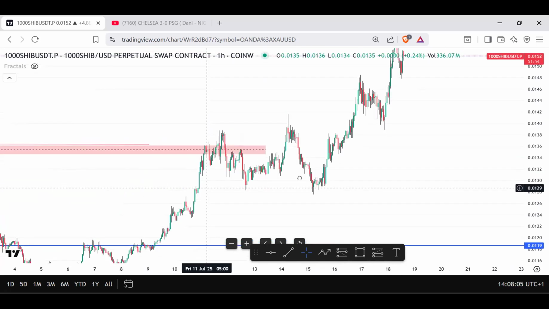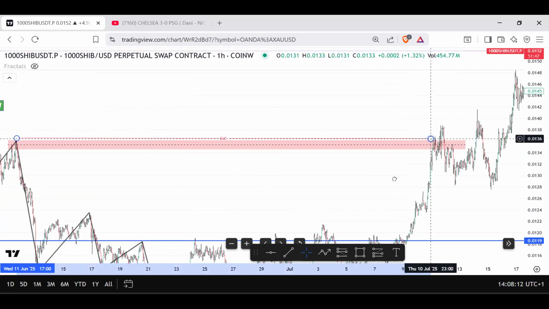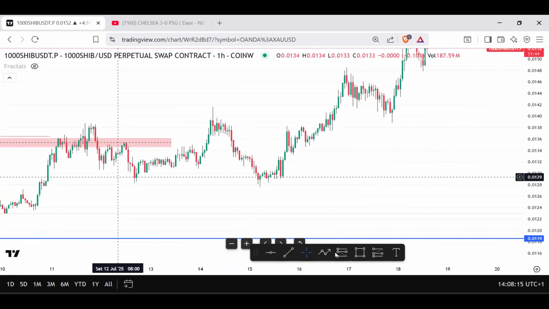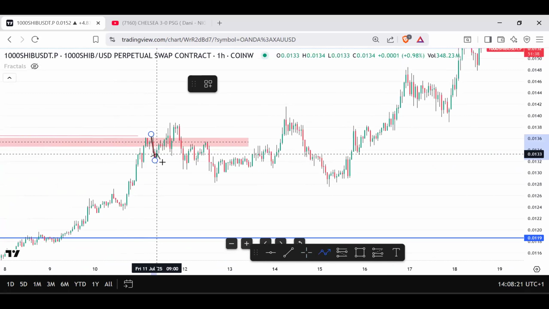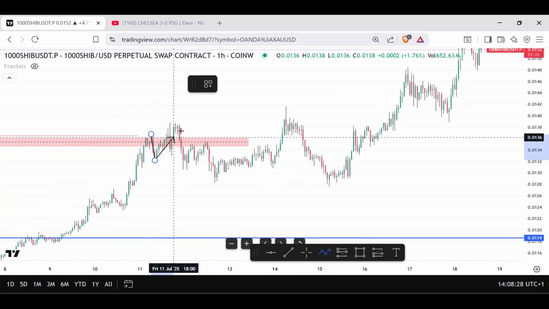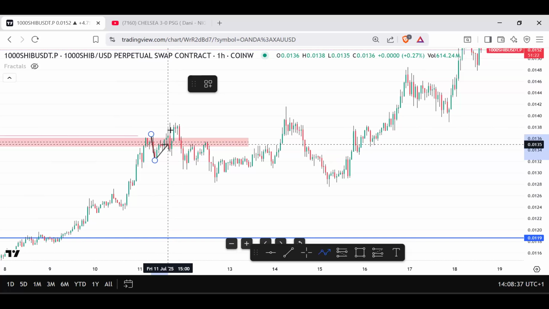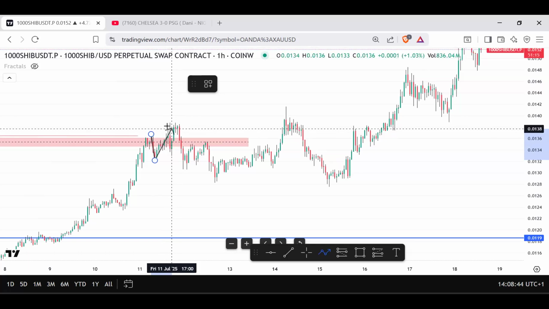You can see there was a change of character and a break of structure has formed. Then there was a valid pullback. That's correct. Then the break of structure. Now see, the break of structure here was not valid. These are wicks. That's only the wick. The body didn't touch there. So this is not valid.